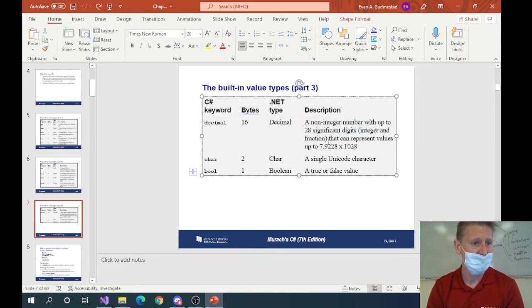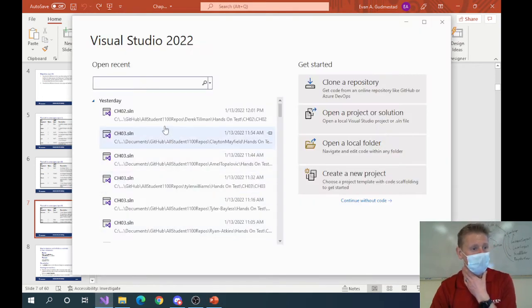So to be most precise with money, they recommend decimal. All right, let's open up some code. I just want to show you something kind of interesting. Again, just as a refresher, we're going to start chapter 4 by creating the chapter 4 solution.